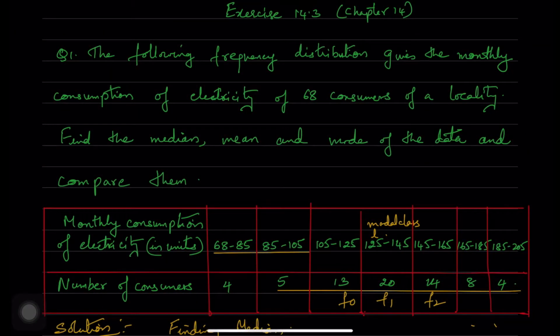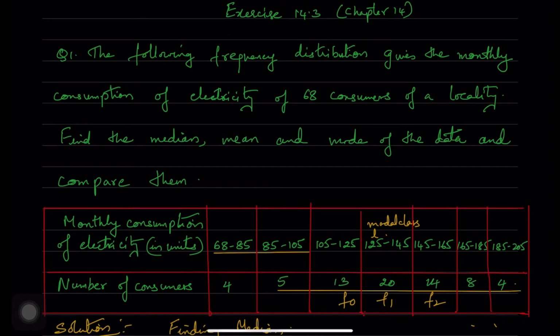Exercise 14.3, Chapter 14. The following frequency distribution gives the monthly consumption of electricity of 68 consumers of a locality. Find the median, mean, and mode of the data and compare them. So we are going to find all three for the given data. The median we did not do till now. We had done mean and mode in the last two exercises, 14.1 and 14.2. We'll be doing what is median.